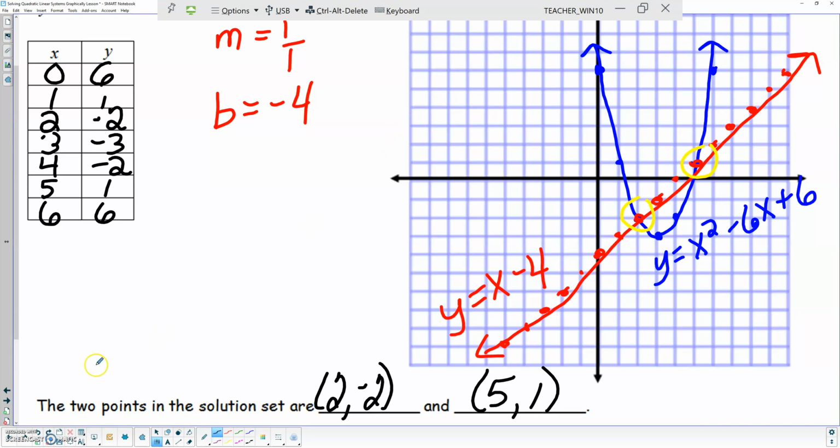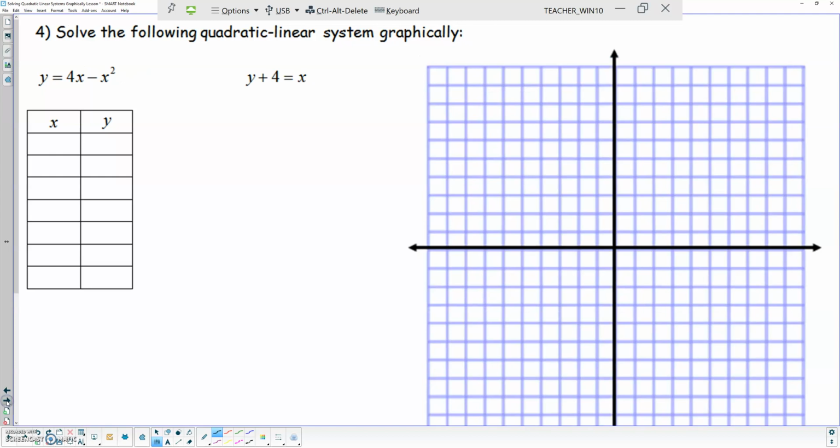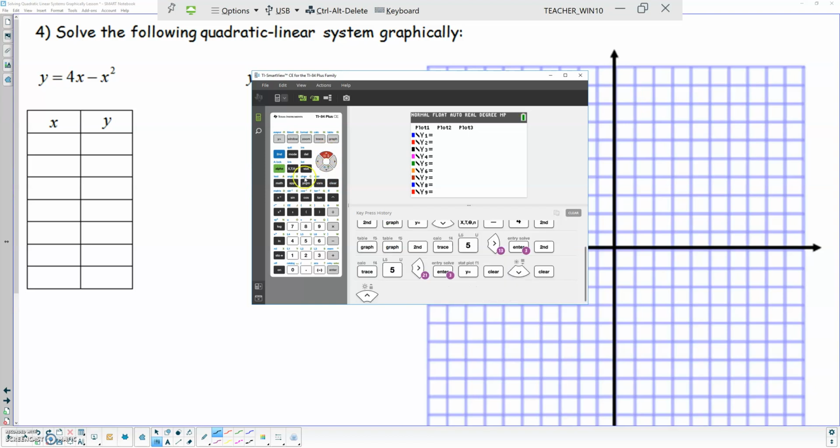All right, let's try another one. So numbers 2 and 3, I'm going to have you guys try on your own for practice. So we'll take a look at number 4. Okay, so we got y equals 4x minus x squared. Okay, so I'm going to have cleared what I put in my calculator before. And I'm going to type in my quadratic, 4x minus x squared.